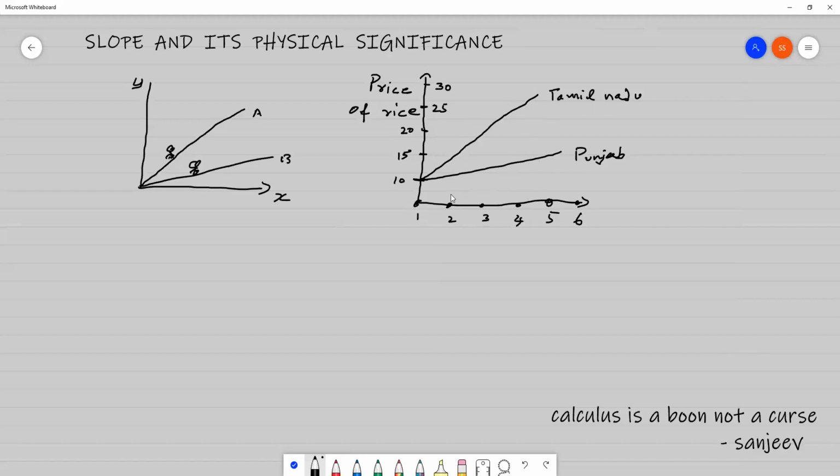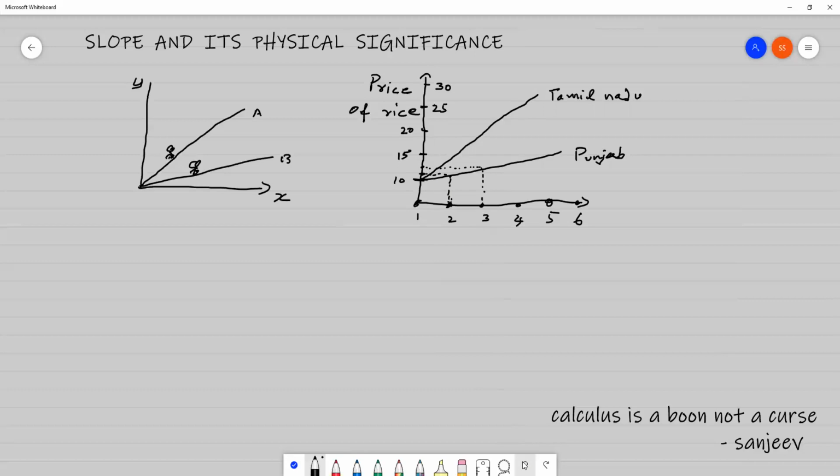That is per day. If this is the second day, this is approximately 12 rupees. On the next day, this is approximately 12.5 rupees. In Punjab, if I draw a line here, with this as 10 and this as 15, this should be approximately 12. On the third day it is approximately 12.5. So the price of rice in one day in Punjab increases by just 0.5 rupees, 50 paise.